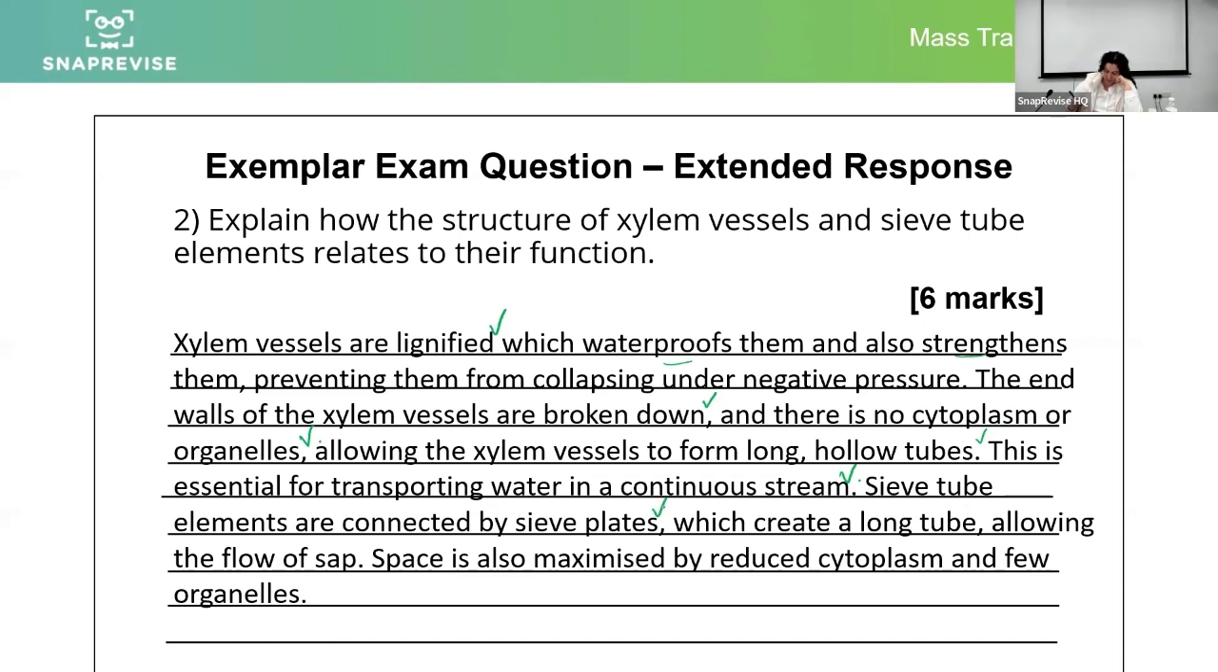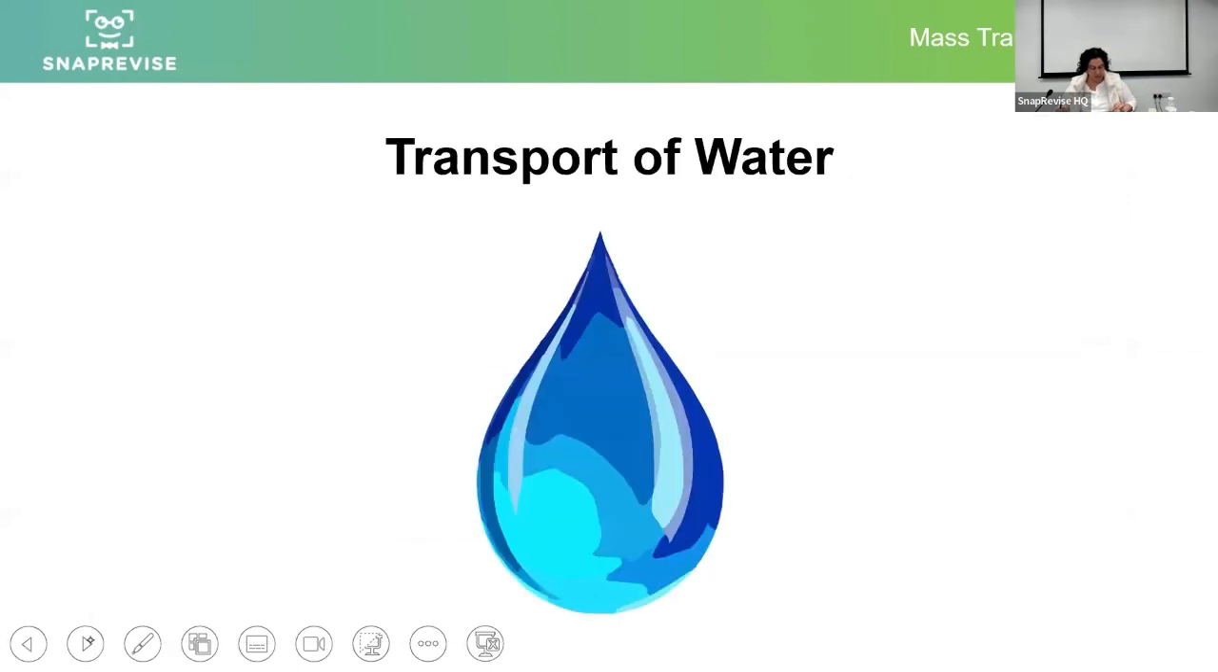That's a structural feature, which creates a long tube allowing the flow of sap. That's what they enable the phloem to do. Relating structure to function. Space is also maximized by reduced cytoplasm and few organelles. So again, a structural feature, reduced cytoplasm and few organelles. And what do they do? They maximize space. Okay. Make sure that you don't mention any structural feature without qualifying it with what it does for the function of the tissue.